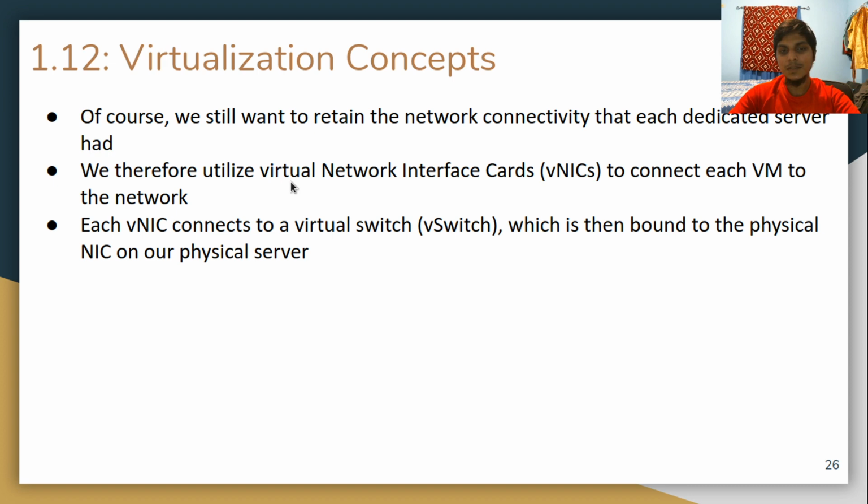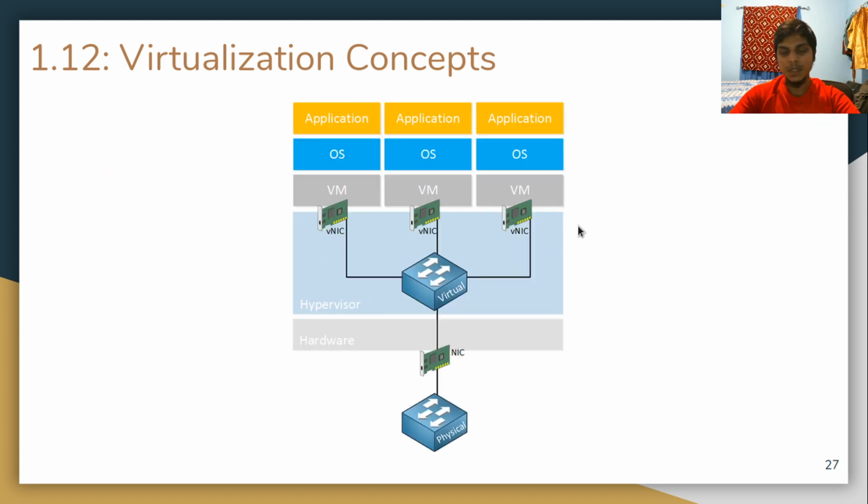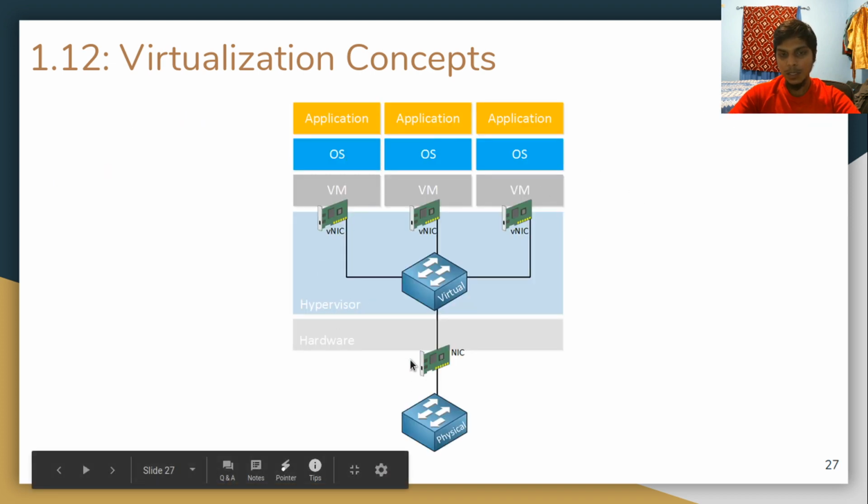Of course, we still want to retain the network connectivity that each dedicated server had. We therefore utilize virtual network interface cards or VNICs to connect each VM to the network. Each VNIC connects to a virtual switch or vSwitch, which is then bound to the physical NIC on our physical server.